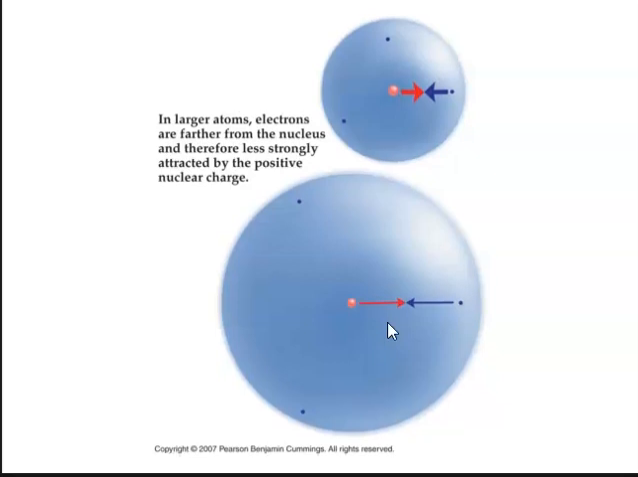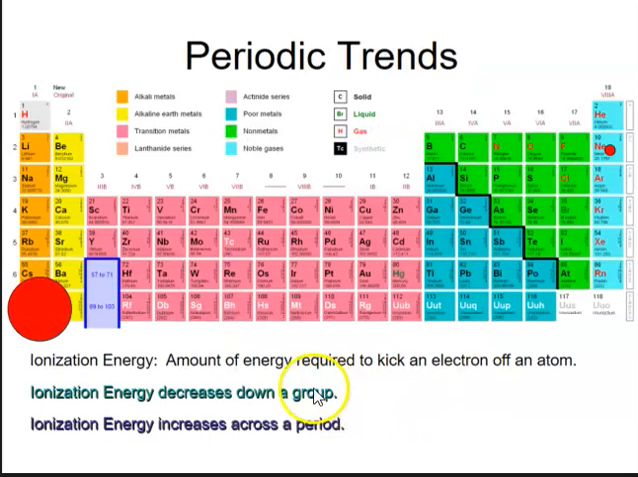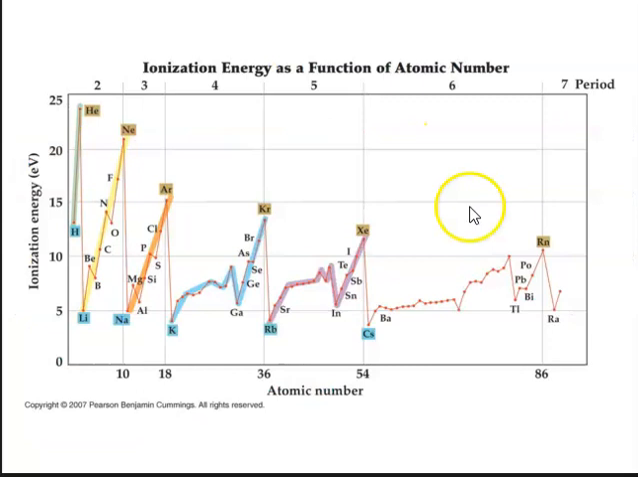So let's put that down. The ionization energy is going to decrease down a group. As these atoms get bigger and bigger, it gets easier and easier to ionize them. As you go across the table this way, they get smaller and smaller, and the ionization energy increases. So it takes more and more energy to pull electrons off the smaller those atoms get.